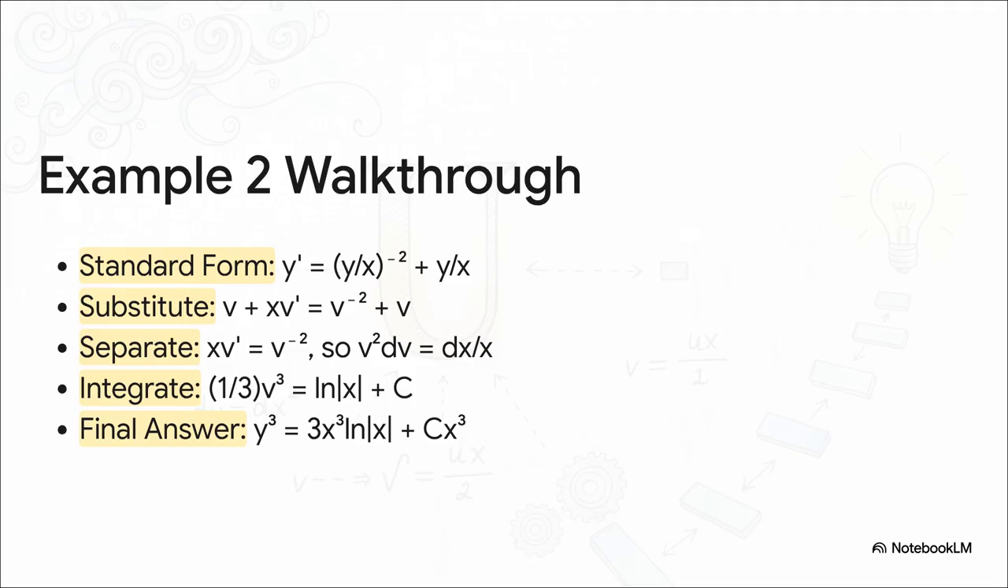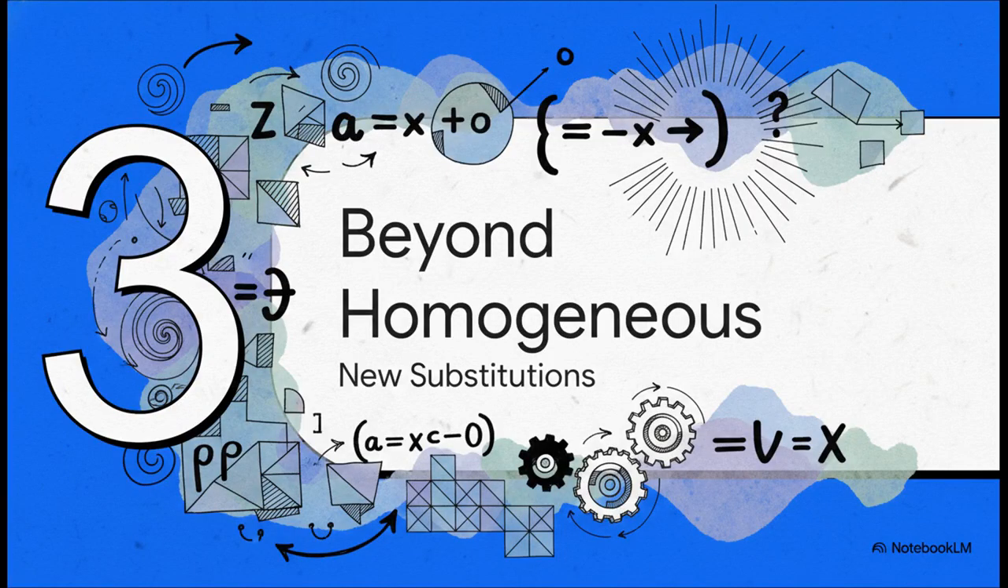So much cleaner. Now it's just a matter of separating variables, v squared dv equals dx over x, integrating both sides, and finally swapping v back out for y over x. See, even when the algebra at the start was a little gnarly, the recipe pulled us through right to the end. Okay, so this whole v equals y over x thing is clearly a powerful tool.